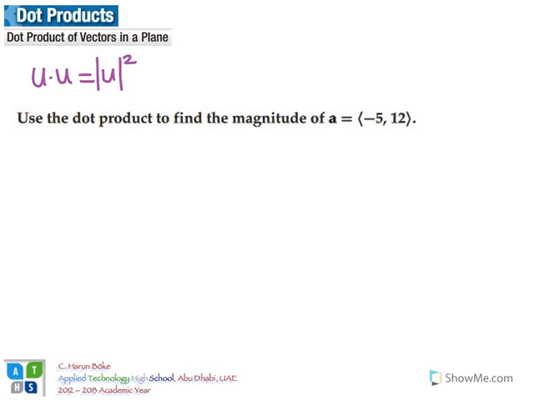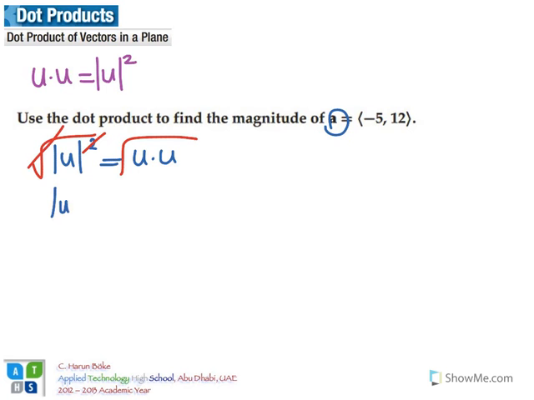Well, what we're going to do is, if the square of the magnitude is equal to the dot product of this vector by itself, so considering a, before substitution, I can go like this. If I take the square root of both sides, then square and square root will cancel, so I will have the magnitude to be the square root of the dot product of this vector by itself. So when it comes to practice, let's substitute the vector a into this formula.